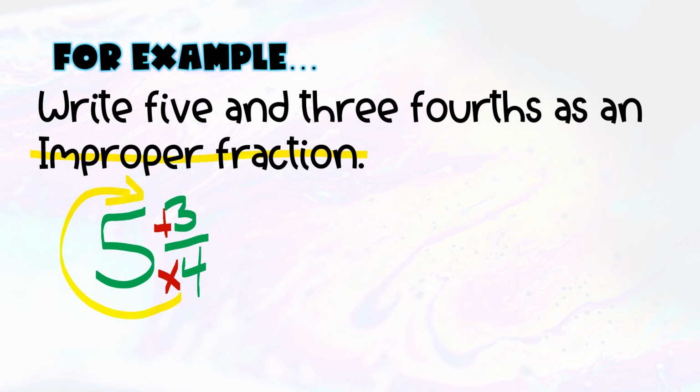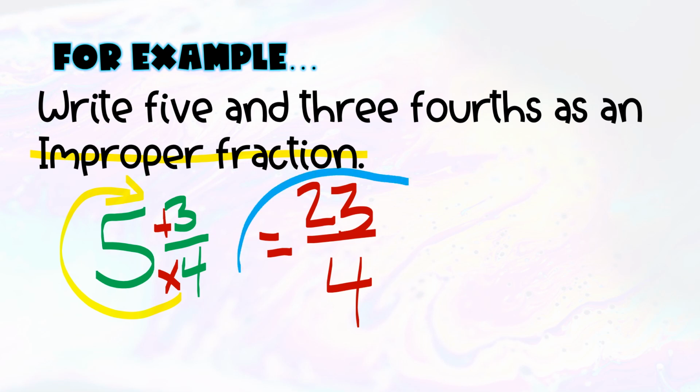My denominator is going to stay the same. So equals some number over 4. So 4 times 5 is 20. 20 plus 3 is 23/4. And that would be my answer to that problem.